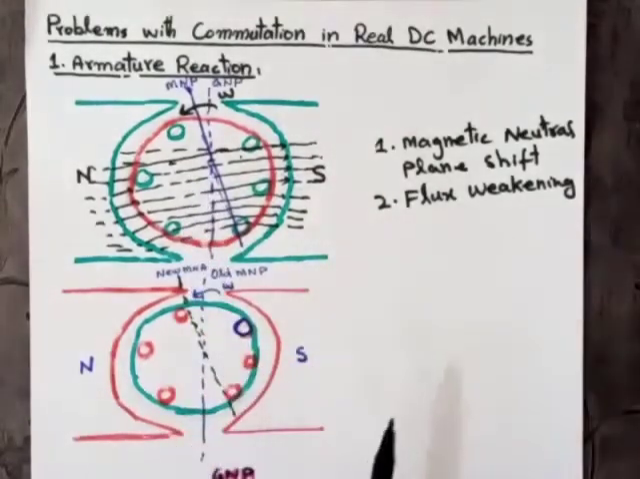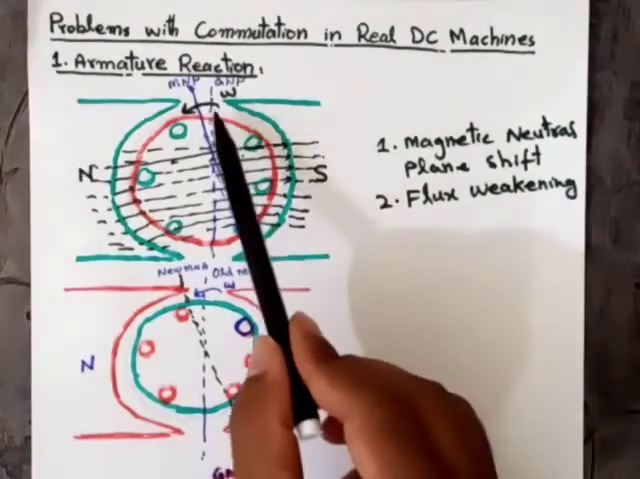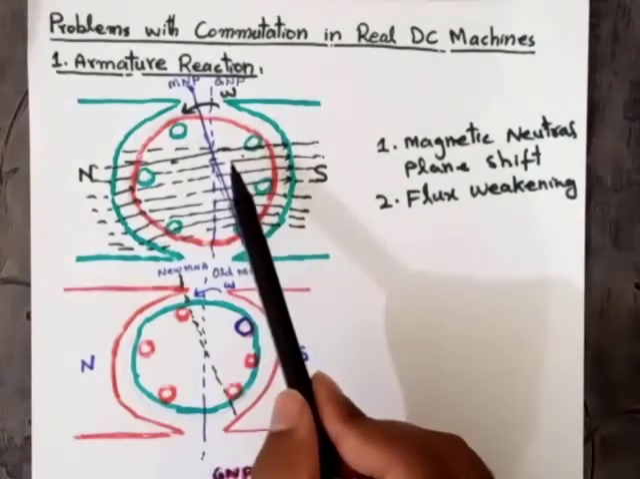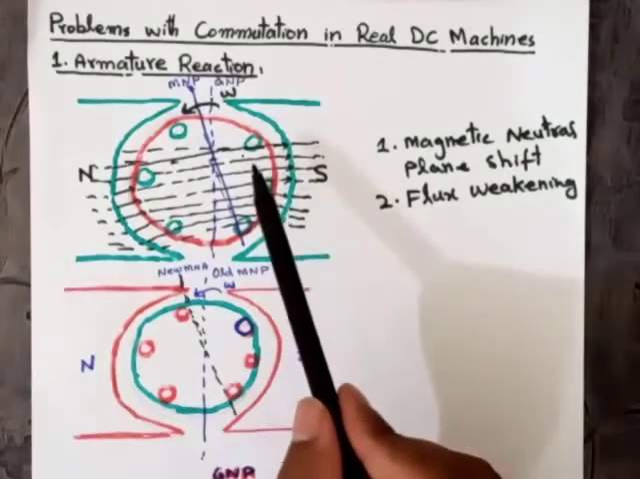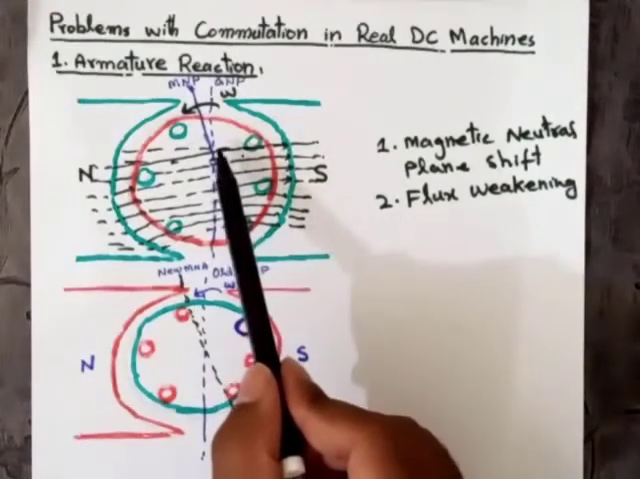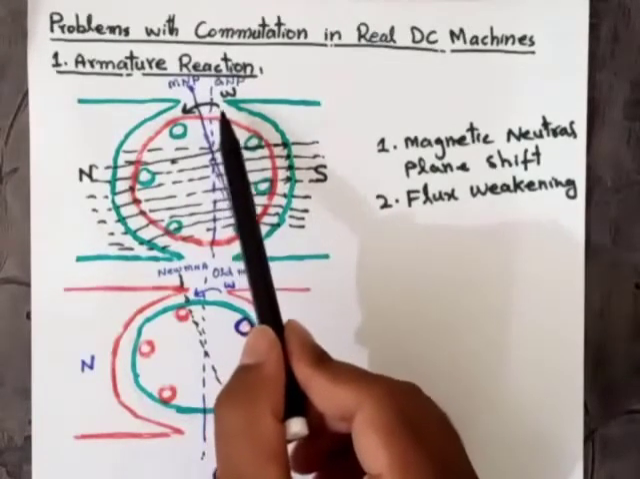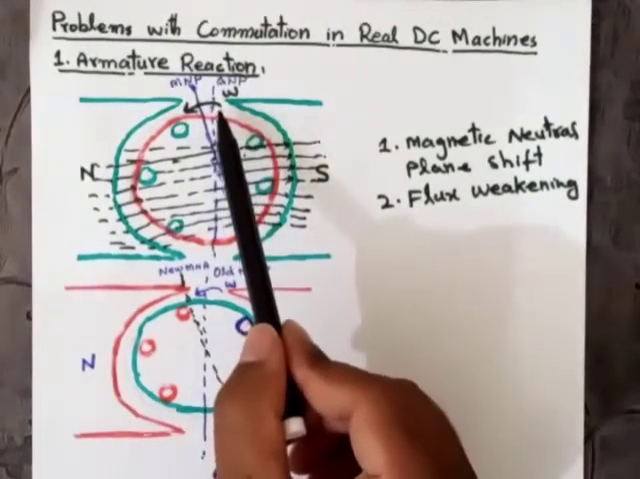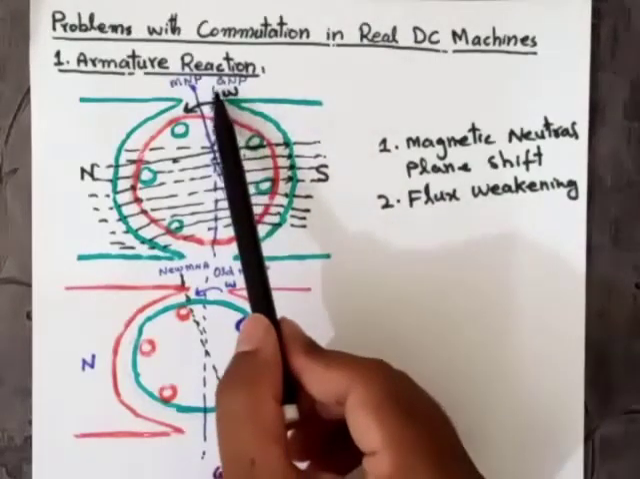Now as you can see in this figure, this is my direction of rotation, that is, the direction is anti-clockwise. As you can see in this figure, the magnetic neutral plane is shifted here. Now, at the start at no load, the direction of rotation of the conductors and the magnetic field are both parallel, and the induced voltage is zero. At start, this is the magnetic neutral plane.